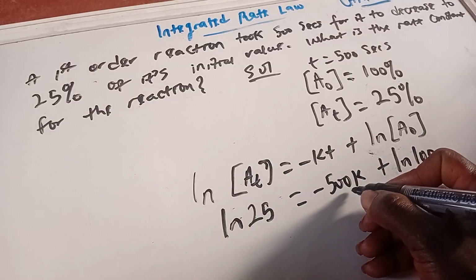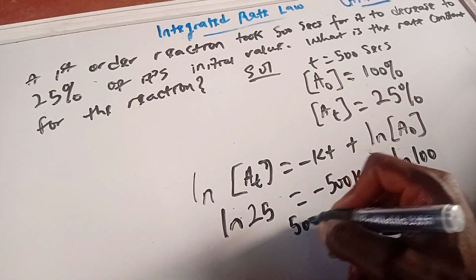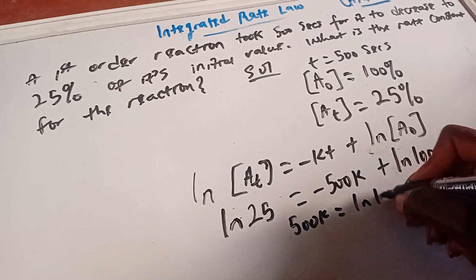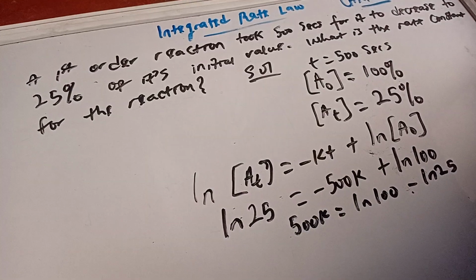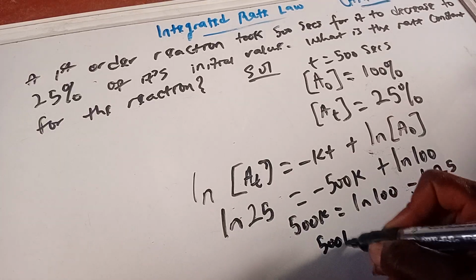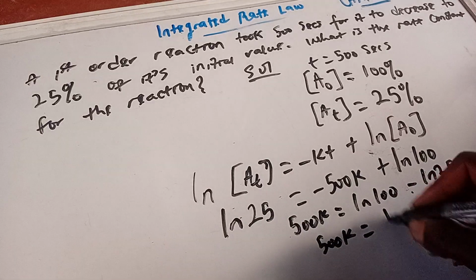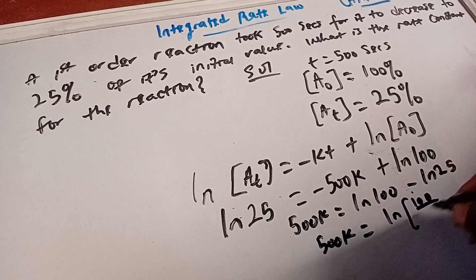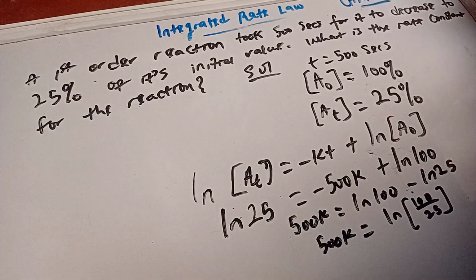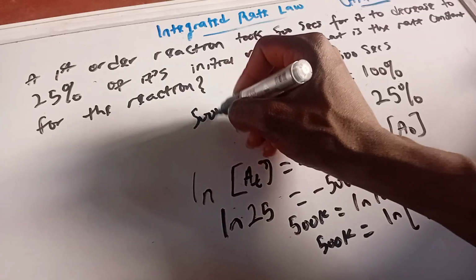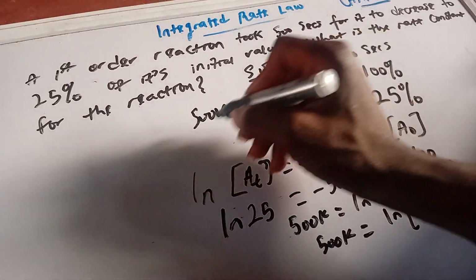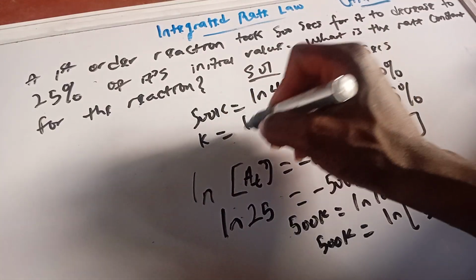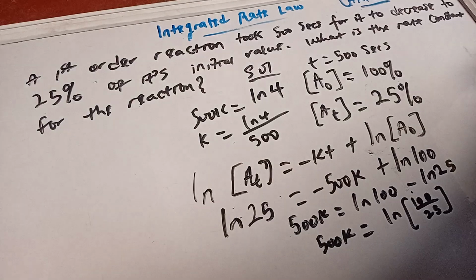So if you bring this 500k to the other side, it becomes positive. 500k equals ln 100, and if this comes over, it becomes minus ln 25, isn't it? So we have 500k equals, ln a minus ln b is the same thing as ln a over b, 100 over 25, right? So 500k equals ln 4, because 100 over 25 is 4. So k equals ln 4 over 500. Now what's ln 4?